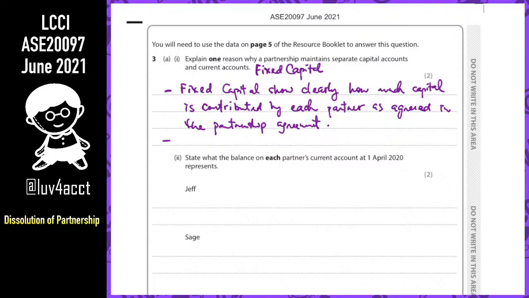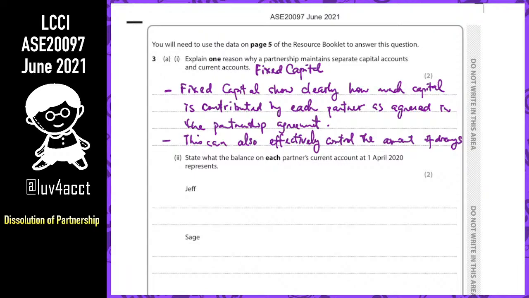So if I have to further explain why I want to show clearly the capital contributed, this can also effectively control the amount of drawings. Because as the partners, you are not afraid of your partners giving in more capital, that is increasing the amount of capital. You might not be afraid of that, but you might be afraid of your partners taking out too much money from it, too much drawings.